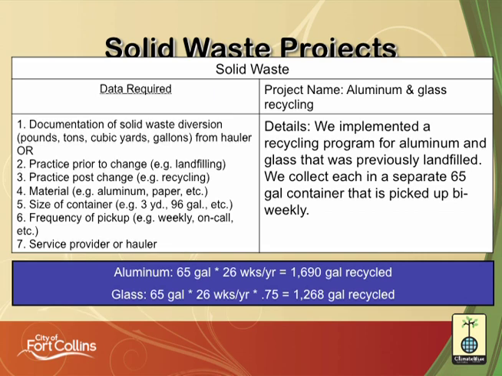This is the calculation on aluminum. We know that 65 gallons went out the door every other week, which is 26 weeks a year. And that's a straight calculation of how many gallons of aluminum recycled. You'll see when we go into the recycling form, which is a little bit different than energy and water, that we can actually select the types of materials that we're recycling.